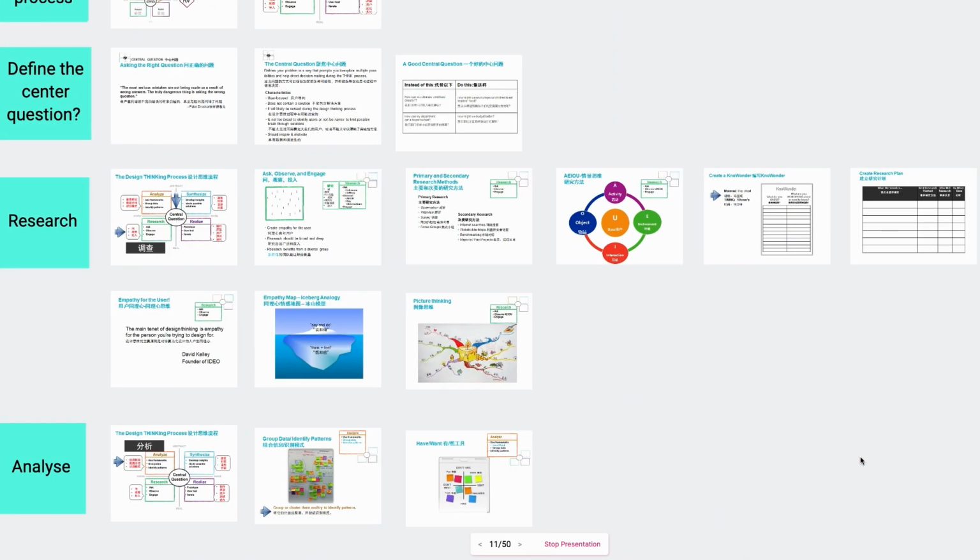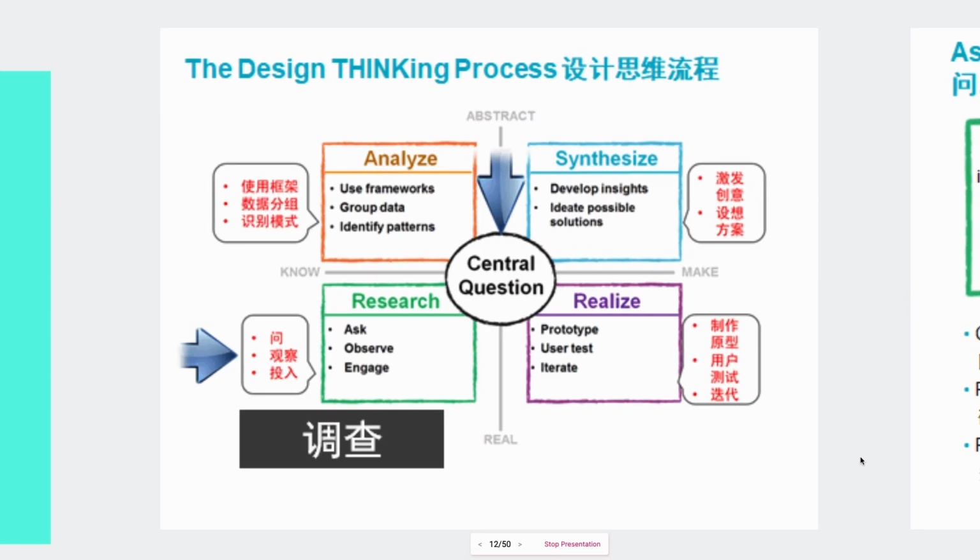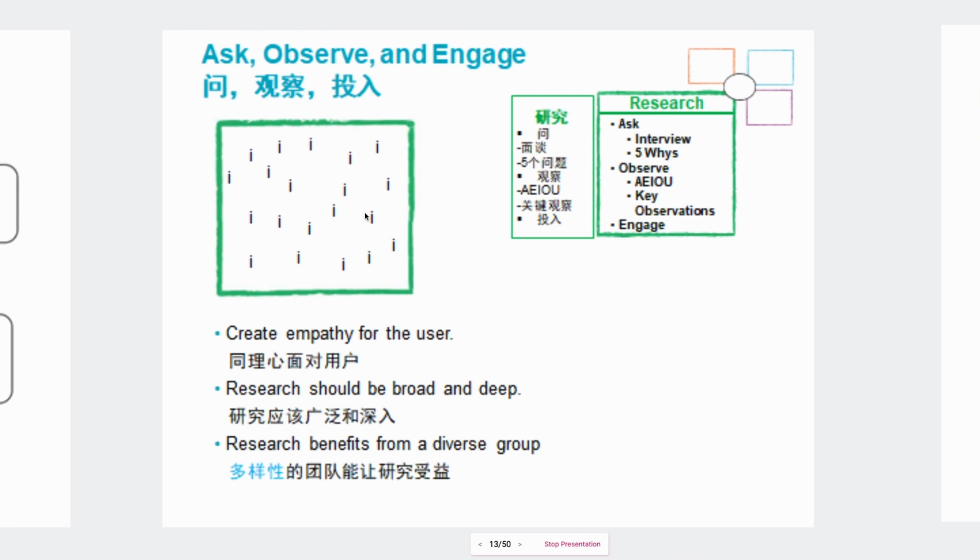So this part is about how to define our central question. And then we go to the research part. For the research part, we can use ask, interview, or observe, and also engage. For ask, observe, and engage, we need to create empathy for the user, and the research should be broad and deep, and also benefits from a diverse group. So a very important thing is a diverse group.